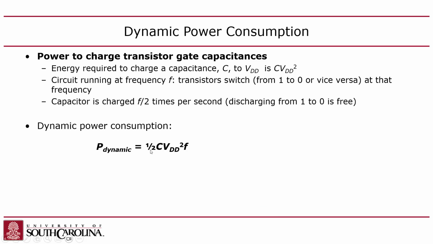So that's the reason why there's this 1/2. So the dynamic power consumption is 1/2 C V_DD squared F. C is the total capacitance, V_DD, because the energy required to charge a capacitor is CV squared. And then the half is because you're only actually costing power to charge, right, or to discharge, right? And then frequency is how often you do that. So 1/2 CV squared F. Okay, make sure you remember that.